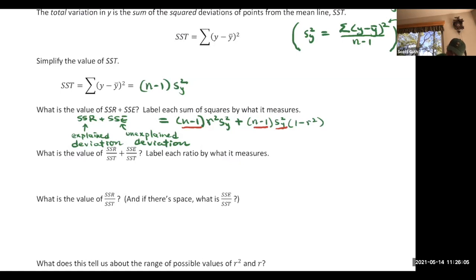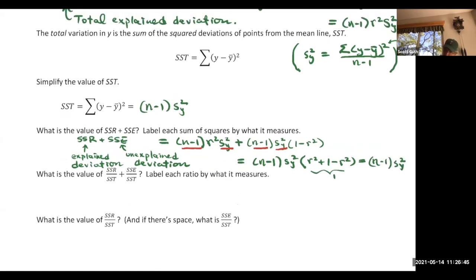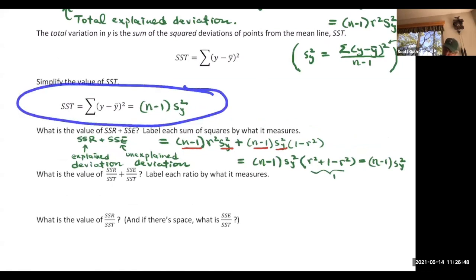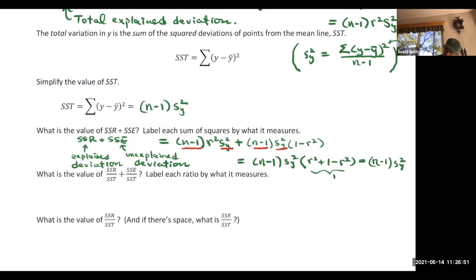Except I made the mistake again. We're factoring out sy squared and n minus 1. So this becomes n minus 1, factoring out the sy squared. And then what remains after you do that is an r squared plus a 1 minus r squared. This is just 1. So in the end, you get n minus 1 times sy squared. And if you just look immediately above, that's SST. So these add up to the total deviation.